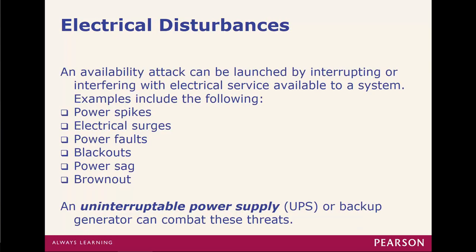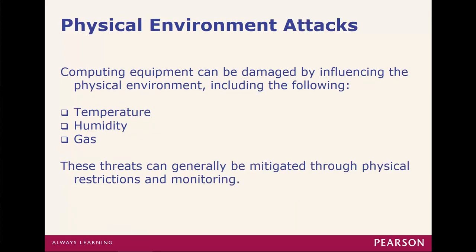Electrical disturbances: power issues, surges, faults, blackouts, brownouts, power sags, things of that nature. Normally, to help prevent this, we have a backup generator or a UPS, an uninterruptible power supply. That way, if we have a power spike, we could have a surge suppression system so the spike doesn't do damage. In our physical environment, we are looking at things like temperature, humidity, gas, smoke. But those are just a few of the types of attacks.